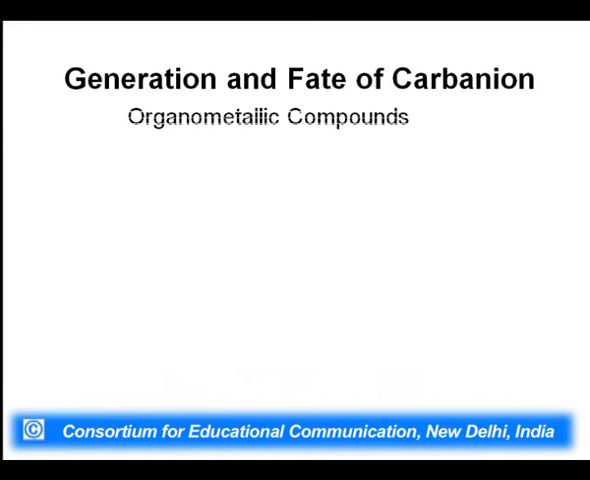In a similar manner, the other kind of compounds formed in the category of organometallic compounds are the Grignard reagents. So what are the Grignard reagents made up of? They are made up of alkyl magnesium halide.